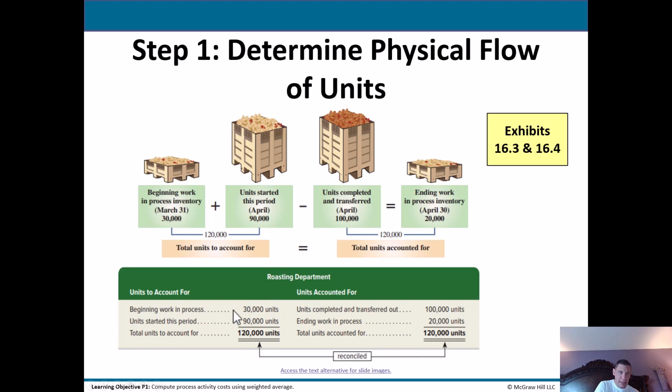Units to account for: beginning work in process, 30,000 units. That would be what they brought in from March into the first day of April. Units started during this period, which was April, 90,000. So there is your 120,000, which is these two. On the right-hand side, units accounted for: units completed and transferred out was 100,000, and units left in work in process, 20,000. Of course, these 20,000 units are not finished yet. They're going to have to be finished in the following period.